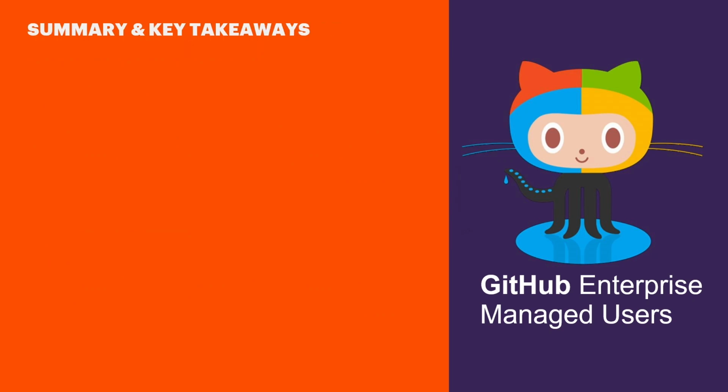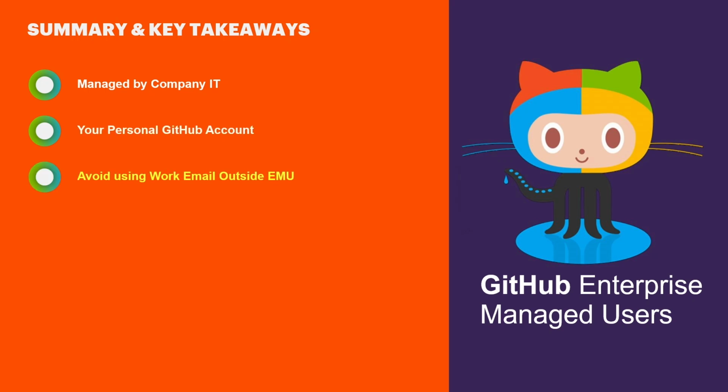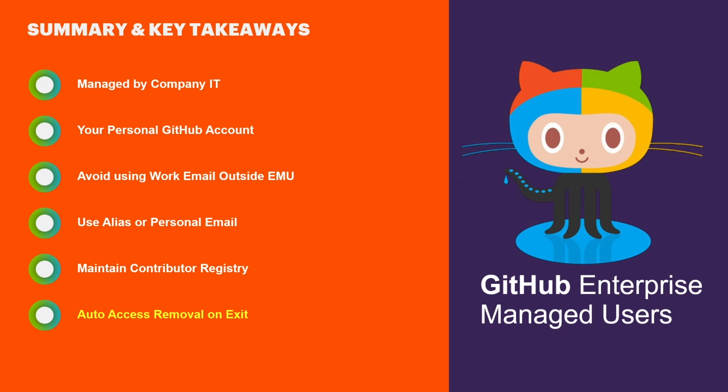Let's quickly recap what we have covered. EMU accounts are fully managed by your company's IT and tied to your corporate identity. Non-EMU accounts are personal GitHub accounts that you control. Never use your corporate email in a non-EMU organization. Use an alias or personal email for external projects. Keep an external contributor registry and perform access reviews regularly. When an employee leaves your organization, the EMU account automatically revokes GitHub access, protecting your data.